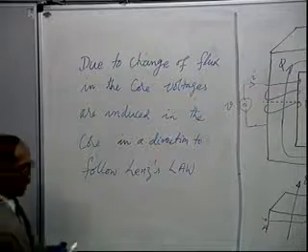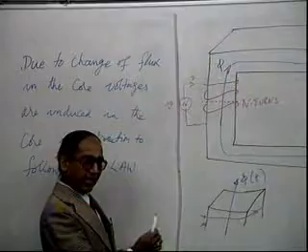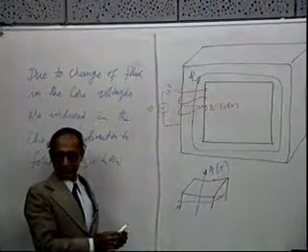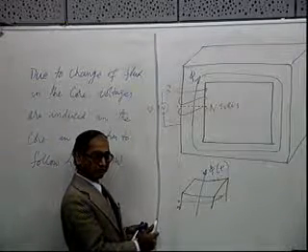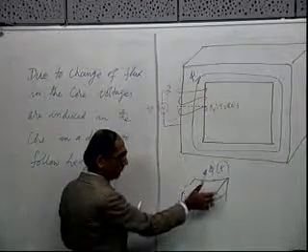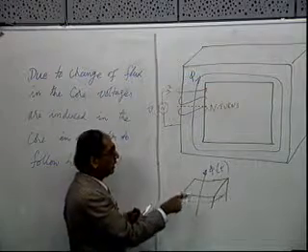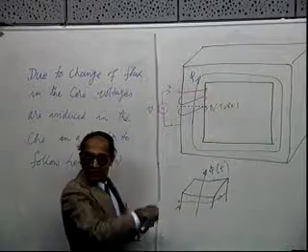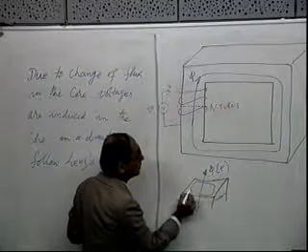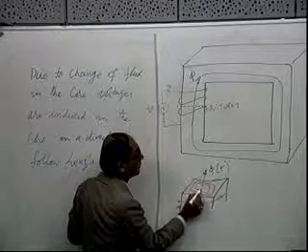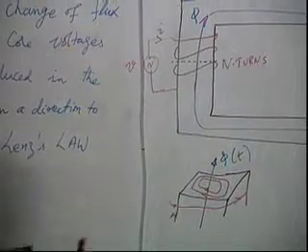That means when the flux is increasing, it should create a current in a direction to decrease that flux. Okay? So what will happen? Which direction will it be? If the current is induced this way, then it will create a flux in the upward direction. So it will be in this way. So let us say you will have currents and voltages induced this way, to oppose this flux.